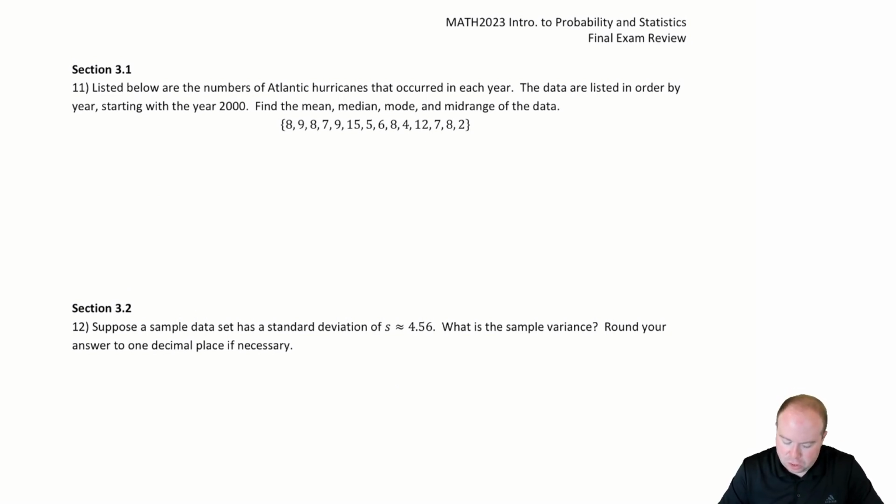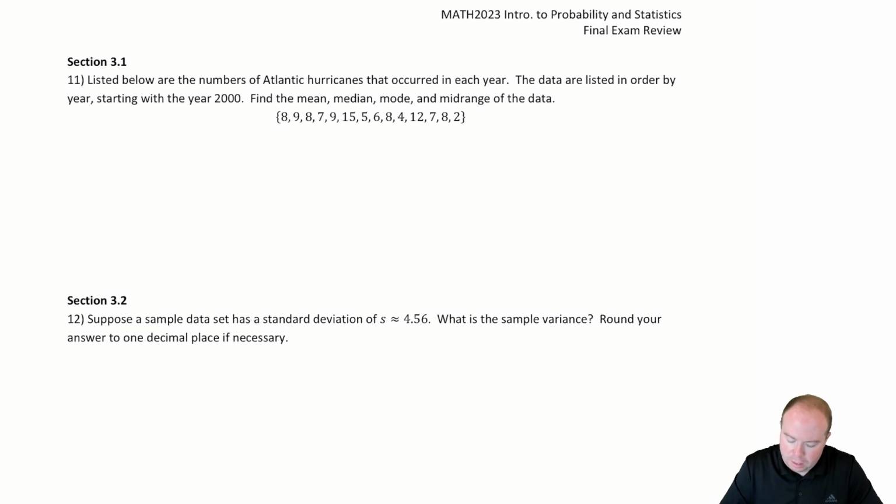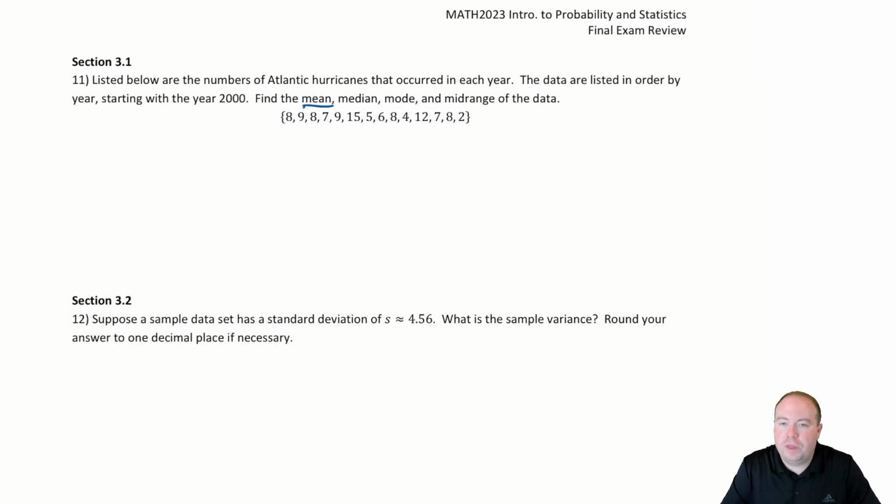All right. So listed below are the number of Atlantic hurricanes that occurred each year. The data are listed in order by year, starting with 2000. We're asked to find the four measures of central tendency. All right. So the mean we think about as the average.